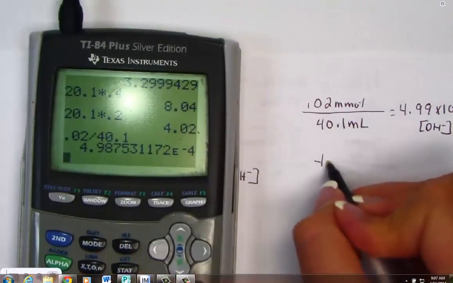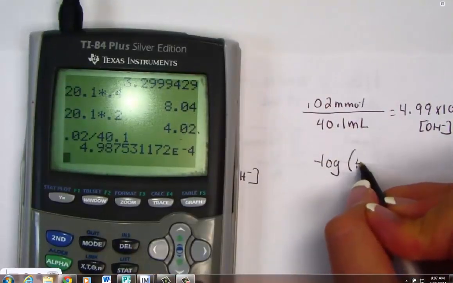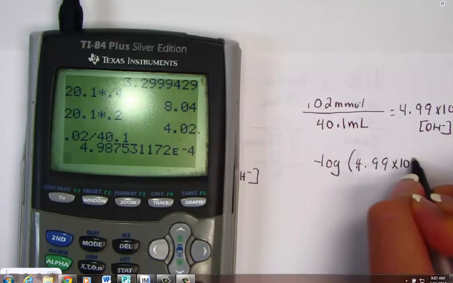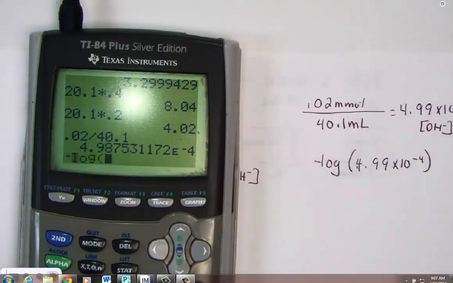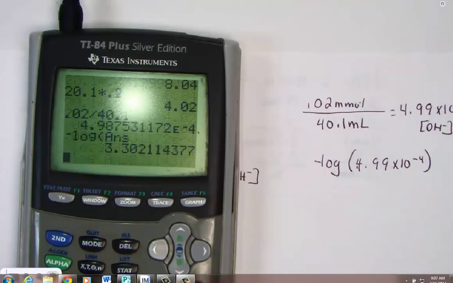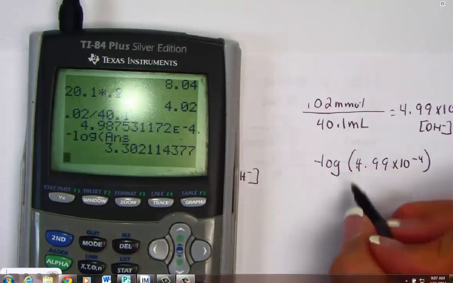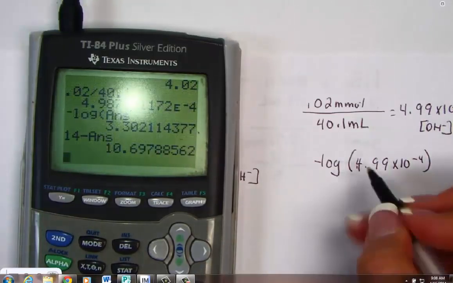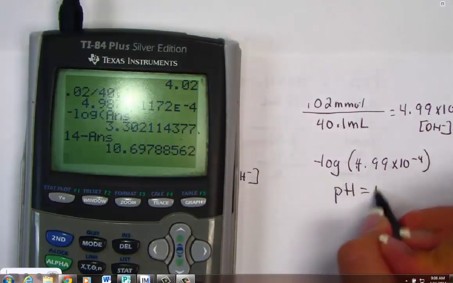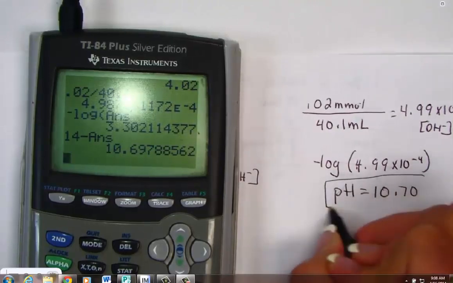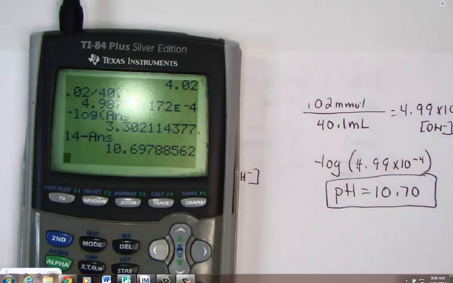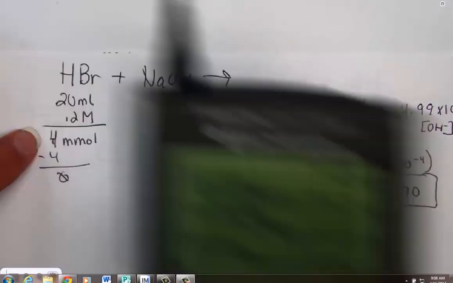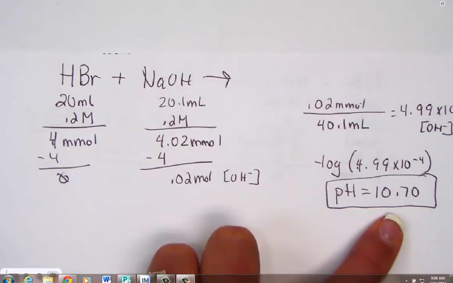So when I negative log, I'm getting something called the pOH. Negative log that answer, and we find pOH is 3.3, so my pH is 10.70. When the base is the excess reagent, you see a big jump very quickly past the equivalence point up into the basic range. We've overshot the endpoint by 0.1 milliliters. Look at the swing in the pH.